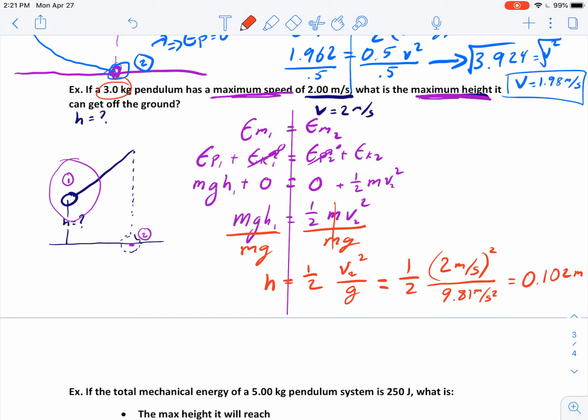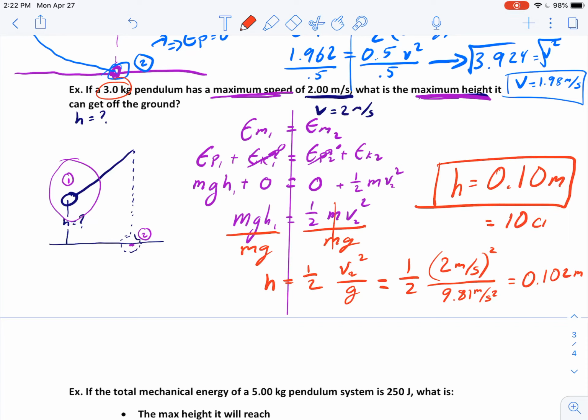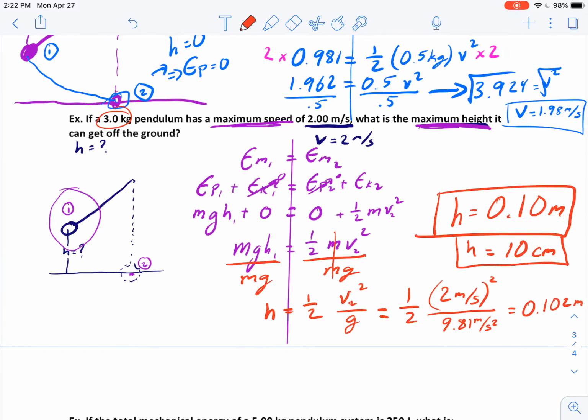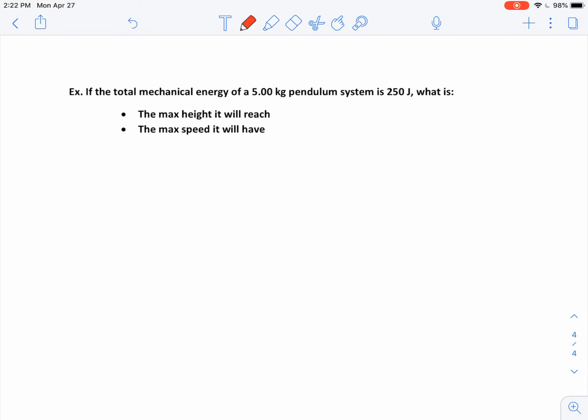Oh, but with two significant digits, we have a height of 0.10 meters, or you could write 10 centimeters. Both would be fine. Excellent. And let's do one final one.